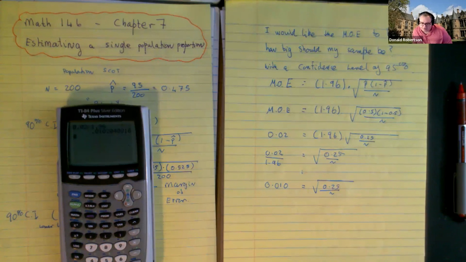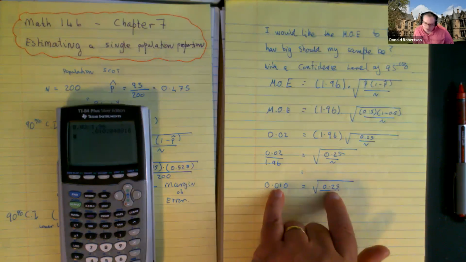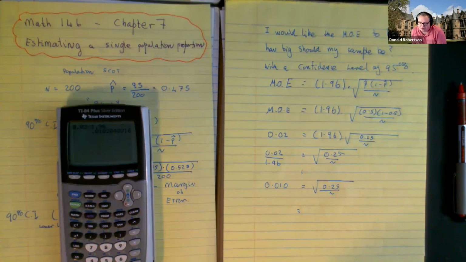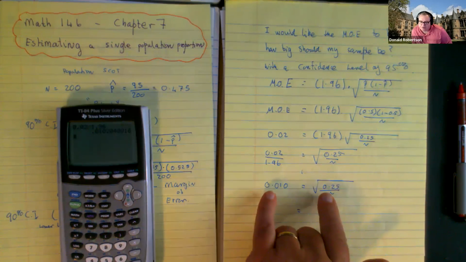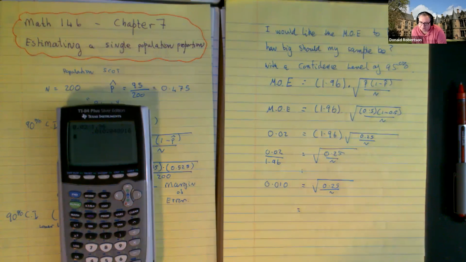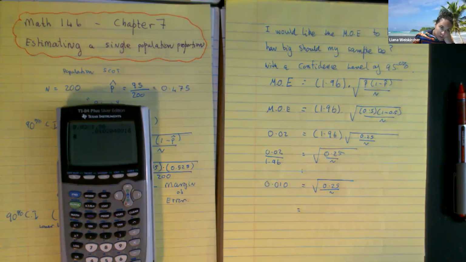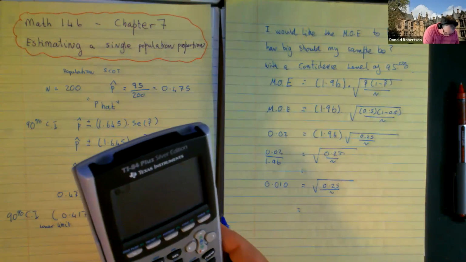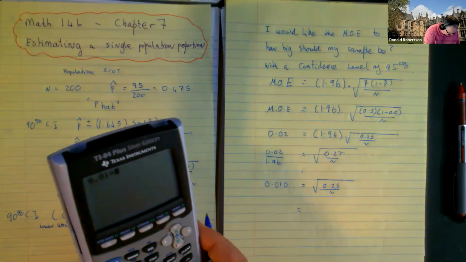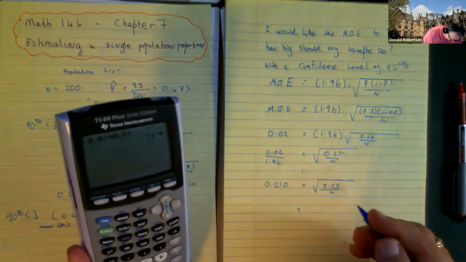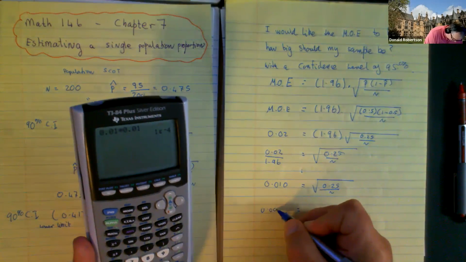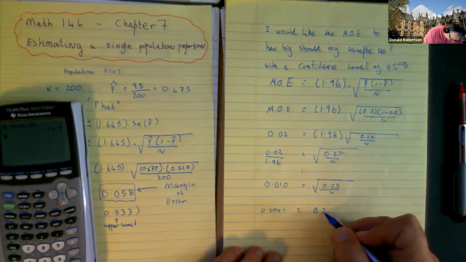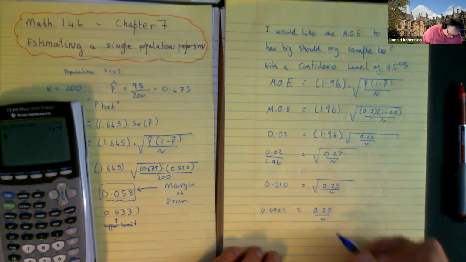Right, any suggestions what I might do to both sides? Next, think of algebra and solving equations. I want to find n, but what should I do to both sides first? Square it, get rid of the square root. You are right. So 0.01 times 0.01, and I now get 0.0001. And now I have this guy.